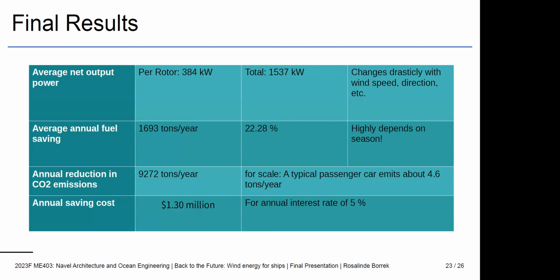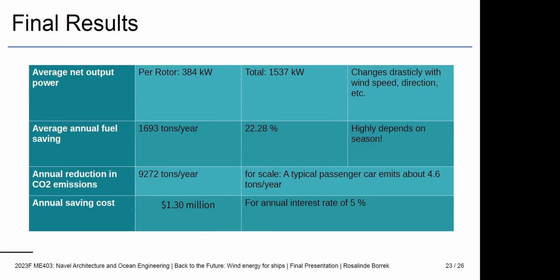But now finally, those are our results. The average net output power for all of our four rotors is roughly 1,500 kilowatts. It is very important to note that this is very much dependent on the wind speed and the wind direction, so this can change a lot. If the wind comes from the wrong direction, we can end up with 0 net output power. But those values are average values for the shipping speed of 13 knots.